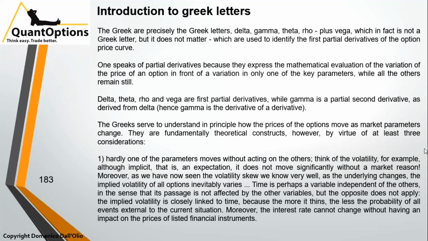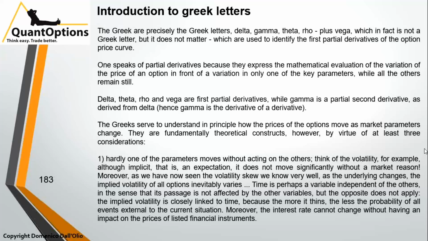The Greeks are precisely the Greek letters delta, gamma, theta, rho, and Vega, which in fact is not a Greek letter, but it doesn't matter, which are used to identify the first partial derivatives of the option price curve. One speaks of partial derivatives because they express the mathematical evaluation of the variation of the price of an option in front of a variation in one only of the key parameters, while all the others remain still.